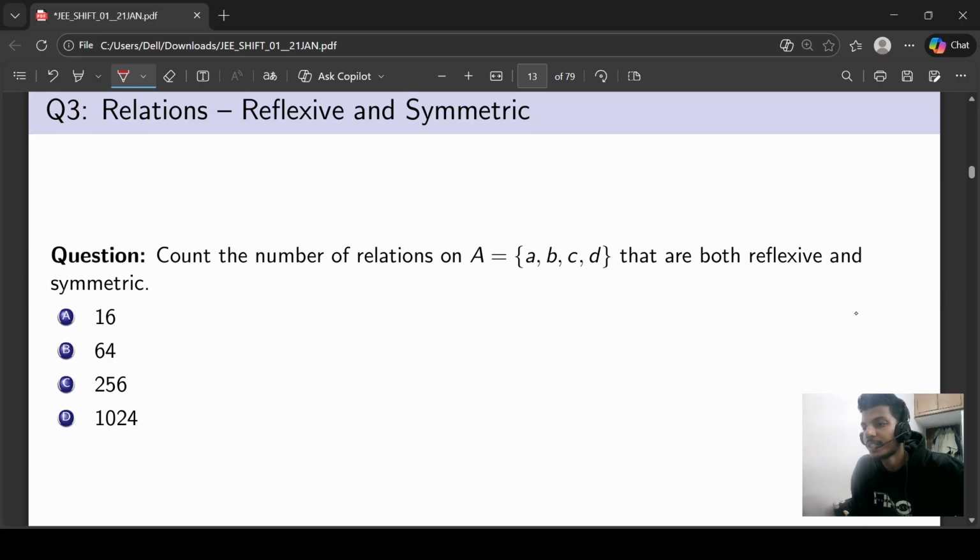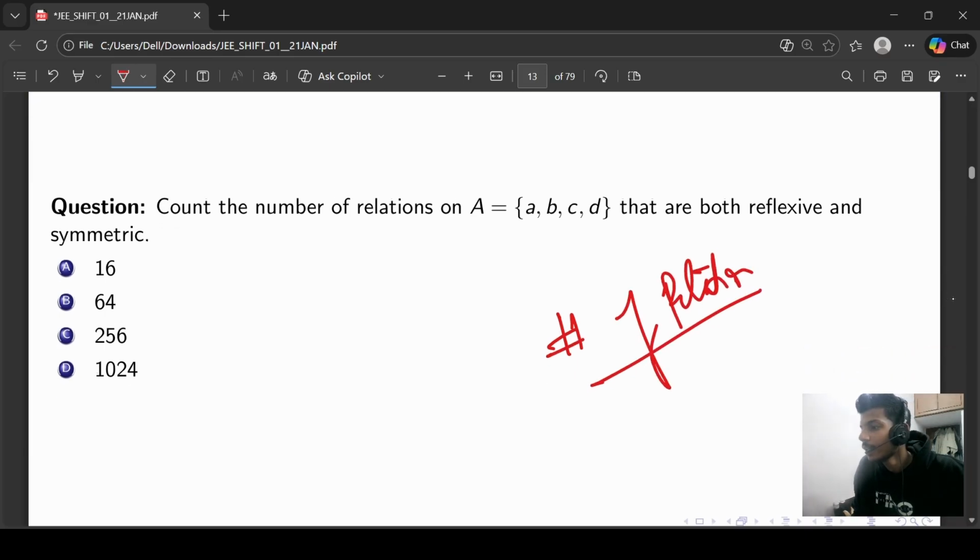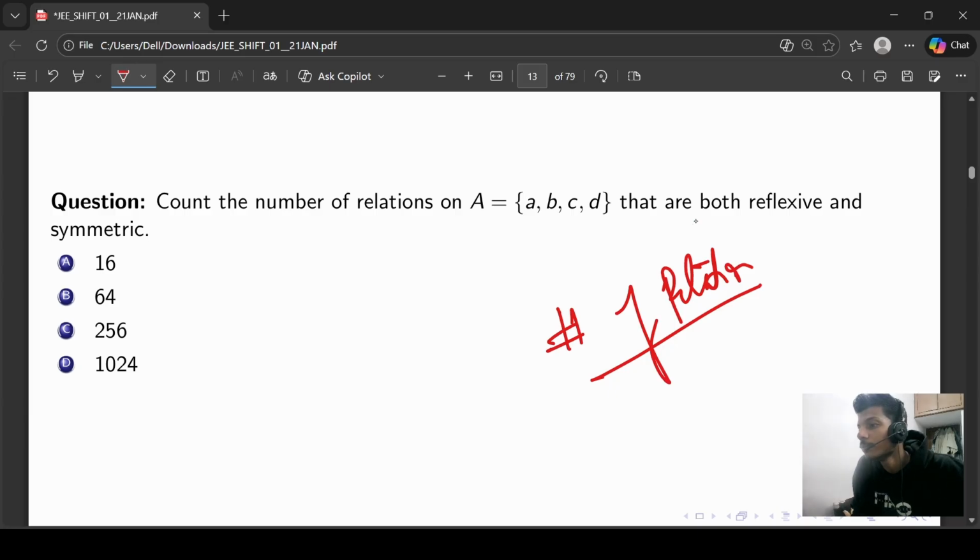What this question is saying is that we have to simply find the number of relations. And there is one more thing given, that the relation is both reflexive and symmetric. If this is given, I can simply find it out.